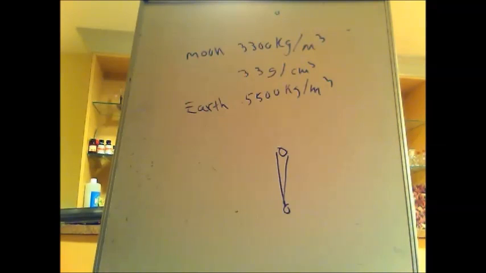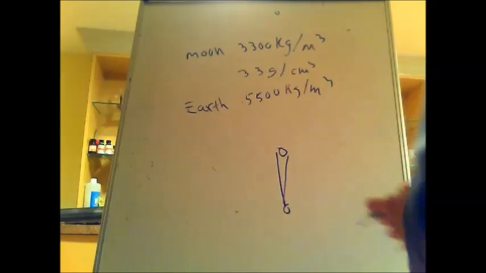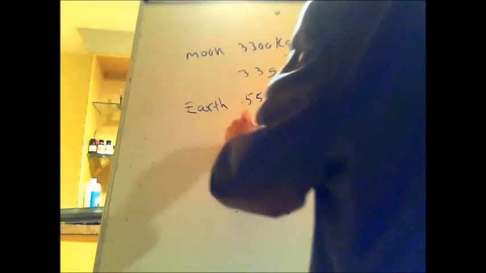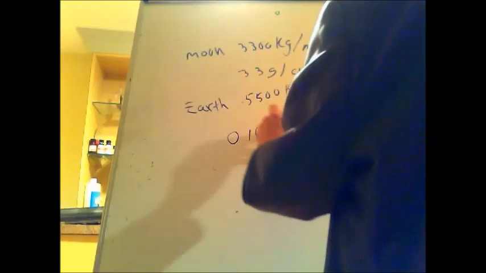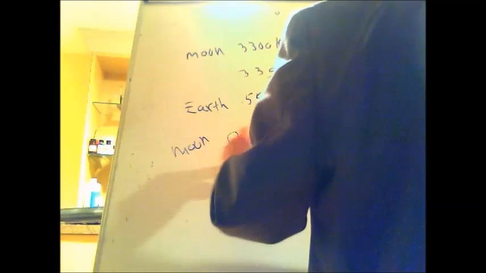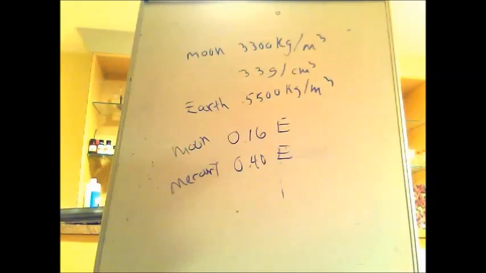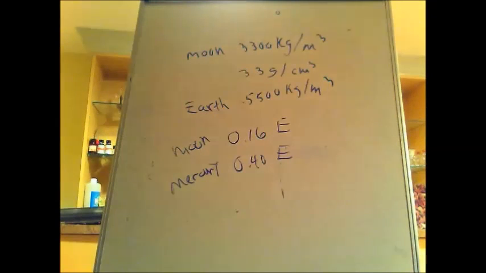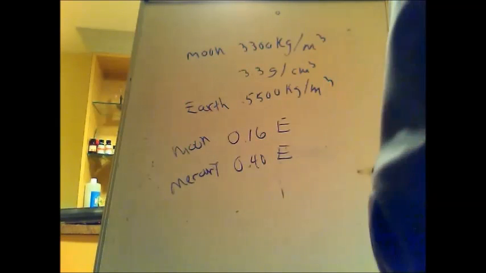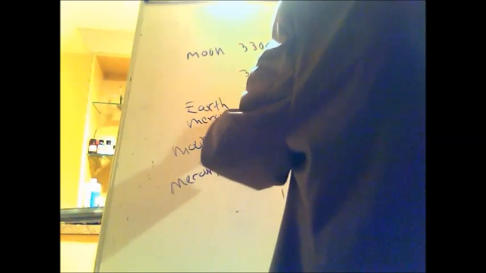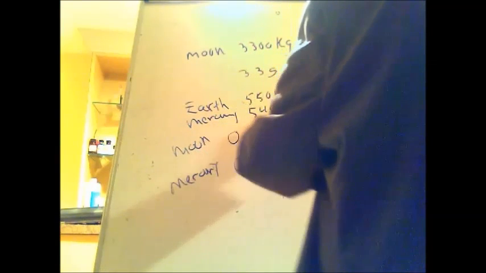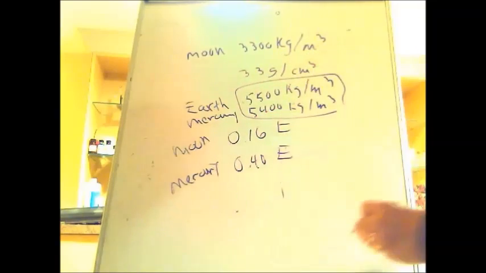The gravity of the moon is about 1/6 of Earth's gravity, so say about 0.16 of Earth for the moon, and for Mercury it's 0.40. And other things that we should know about the difference. Oh, the other thing is I didn't mention Mercury's density. So Mercury, about 5,400 kilograms per cubic meter. Well, very close to the density of the Earth.